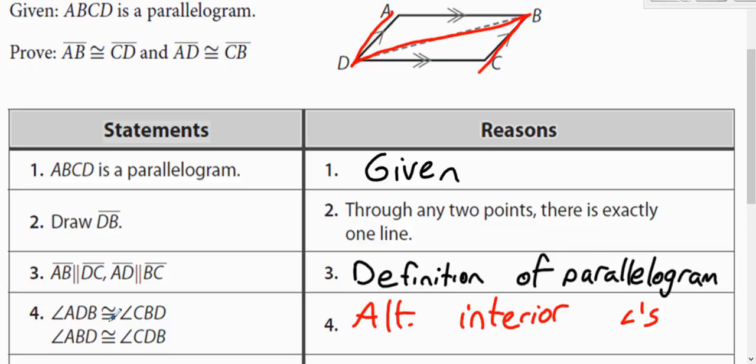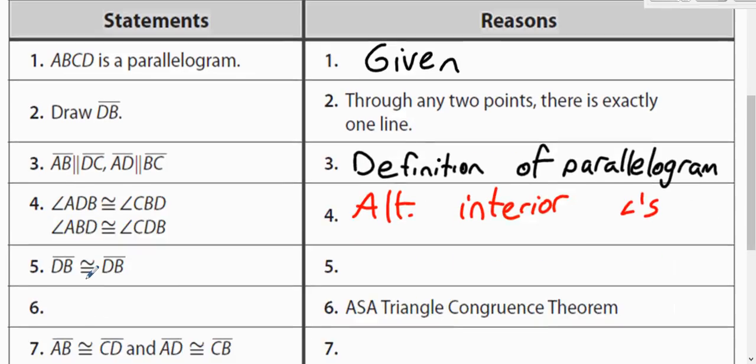And it's the exact same thing. You just use the other parallel lines to get ABD and CDB. They're still alternate interior angles though. So we have these angles are congruent and those angles are congruent. Next, DB is congruent to DB. It's congruent to itself, that's the reflexive property.